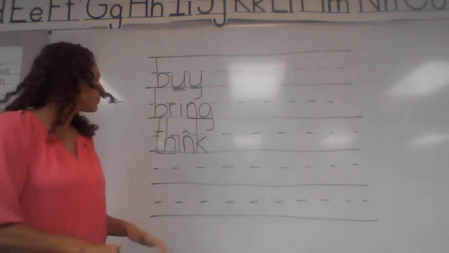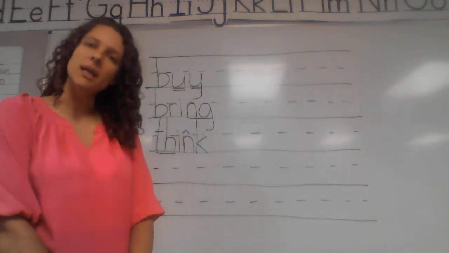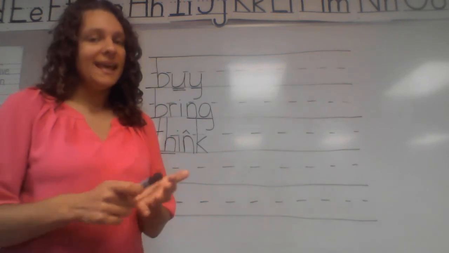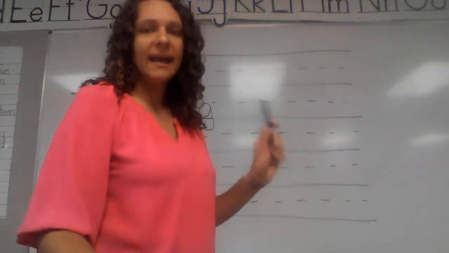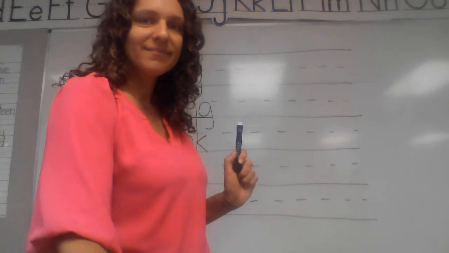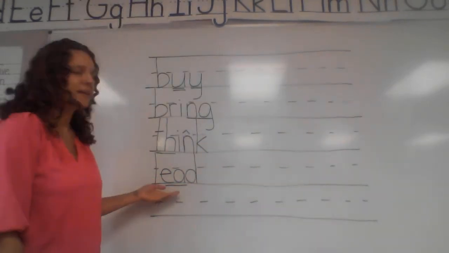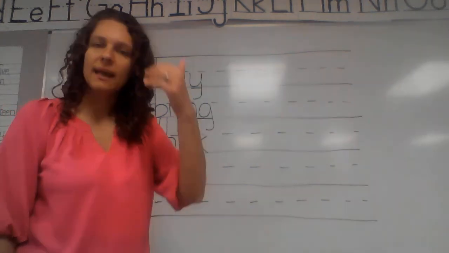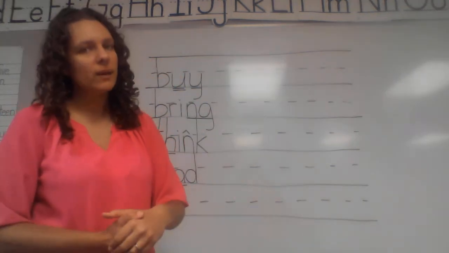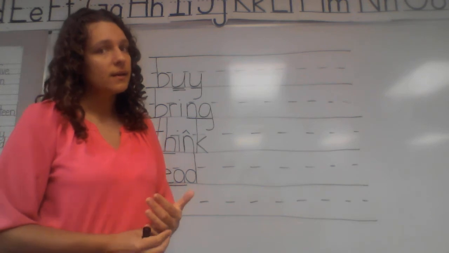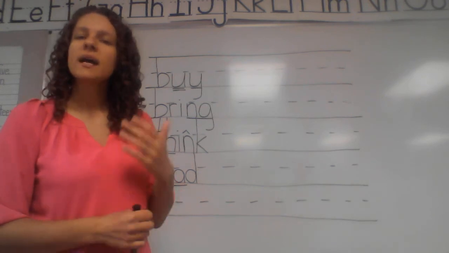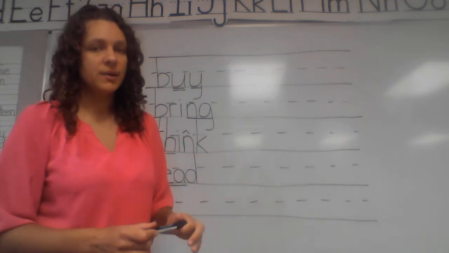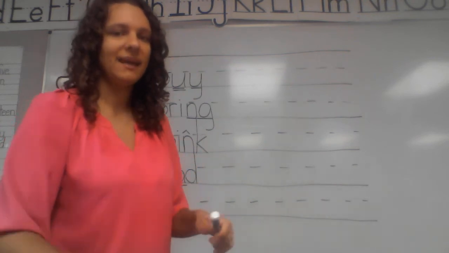All right, the next word is lead. Which E do we use in lead? Good, we use E-A. So write lead and mark it. All right, this is what your lead should look like. Our last word is speak. Which E do we use in speak? Good, we use E-A. And which K do we use? Good, line letter K, write and mark speak.